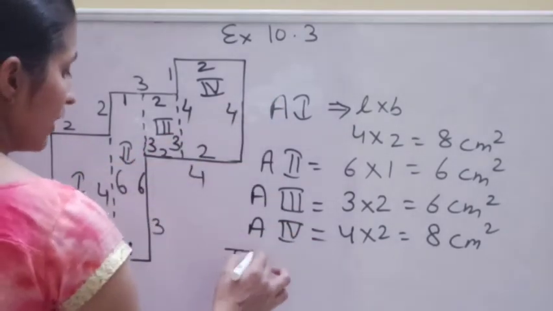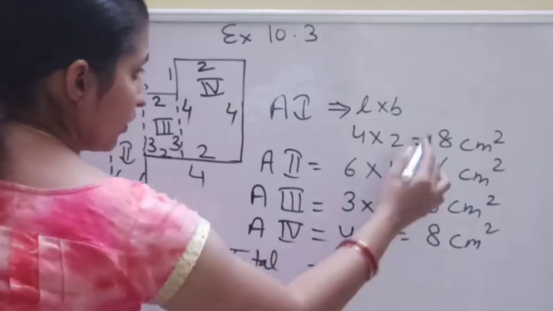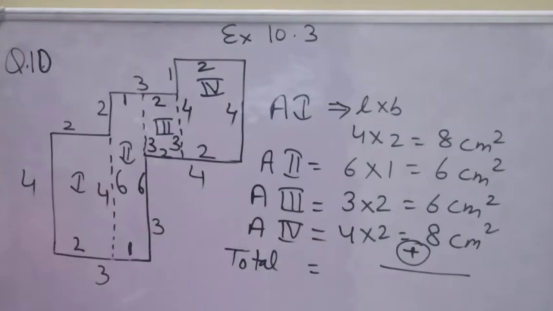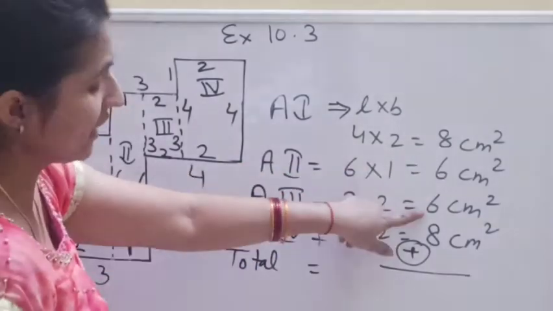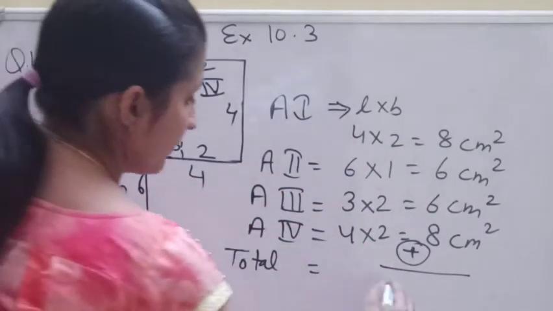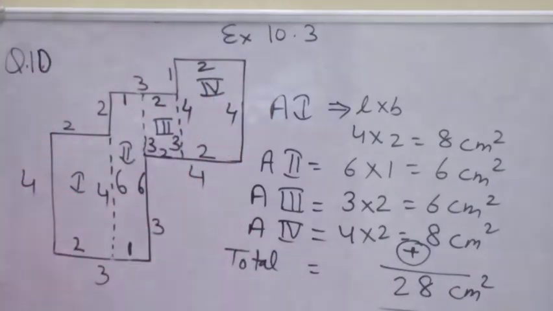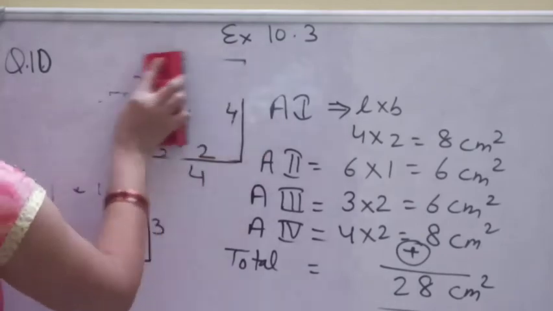Now for total what we have to do? For total we have to add all these. 8 plus 6, 14. 14 and 6, 20. 20 and 8, 28. Don't forget the unit, centimeter square. So this way we can find our area. Now let's discuss the part B.